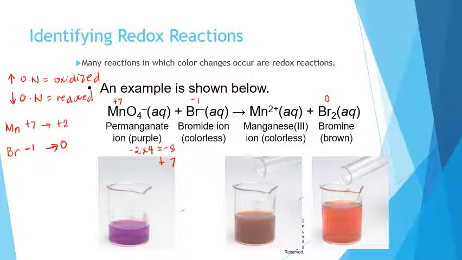Take note that our manganese has a lower oxidation number when it went to its product side. Therefore, the substance is said to be reduced. While on the other hand, our bromine from negative 1 increases its oxidation number to 0. Okay, so that means that the substance is said to be oxidized.